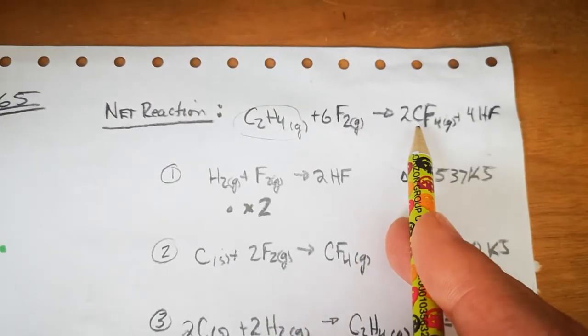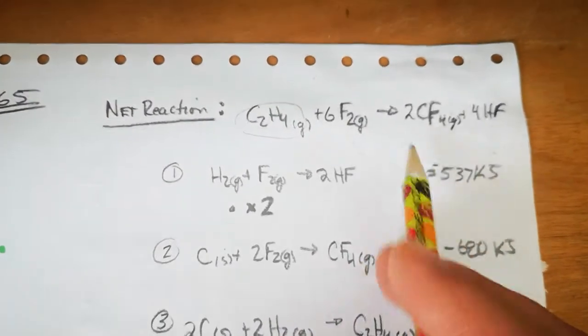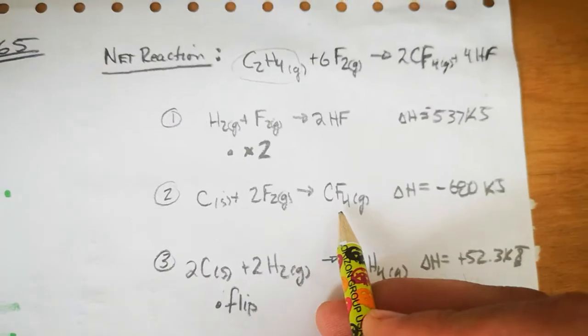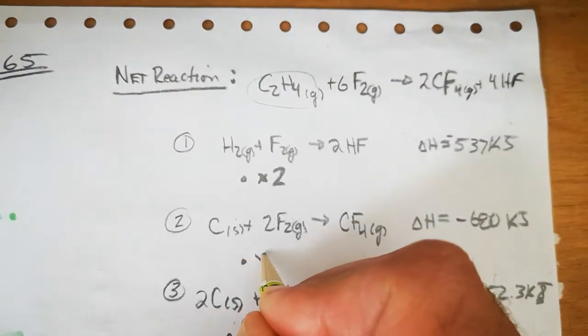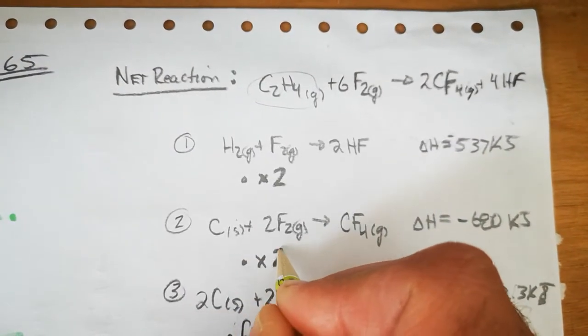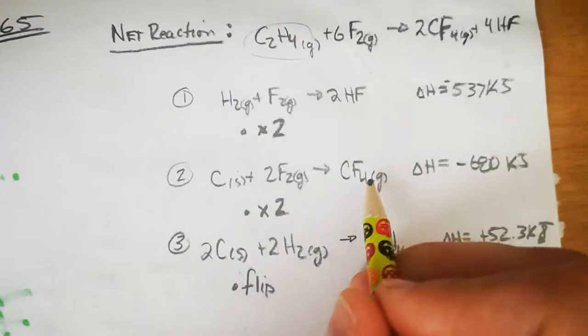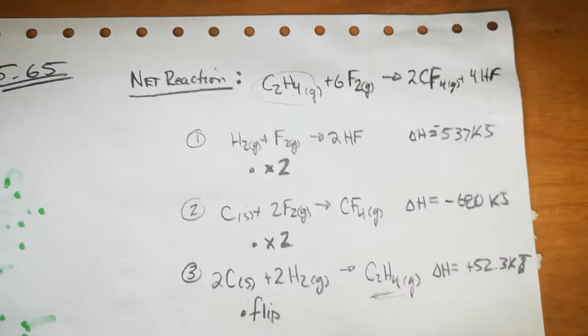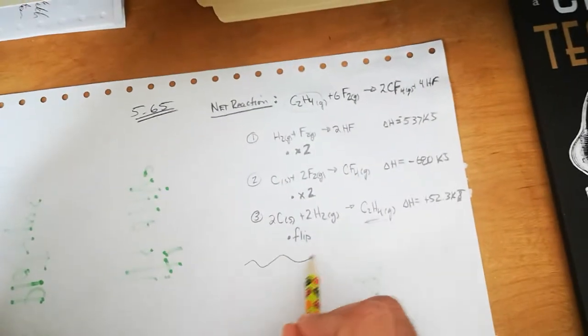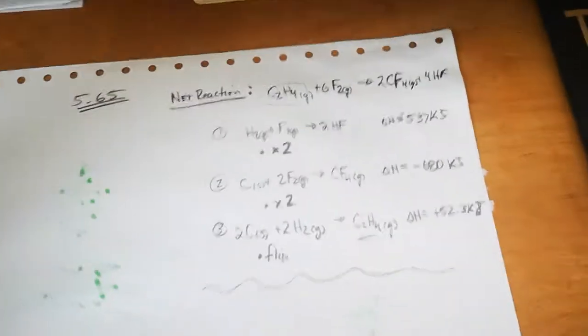Next, our net reaction requires 2 molecules of carbon tetrafluoride. This only forms 1. So this one we're also going to have to increase by a factor of 2. Then we'll get the 2 CF4s that we need in the reaction. So now, let's draw this all out.